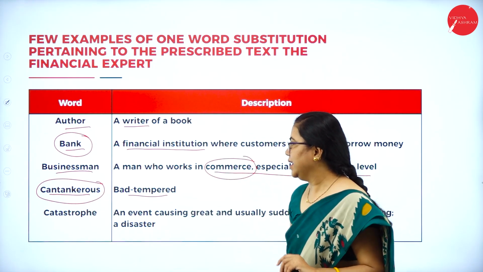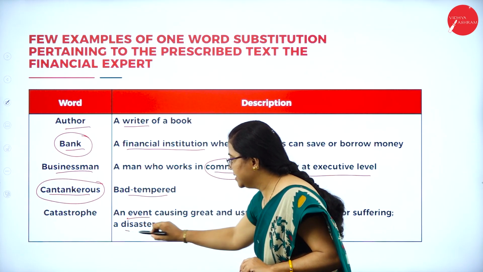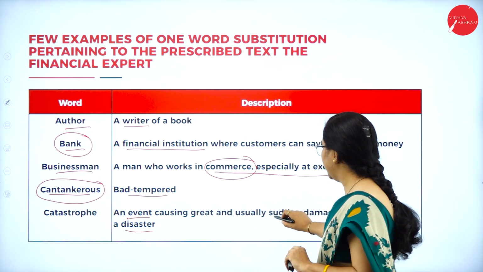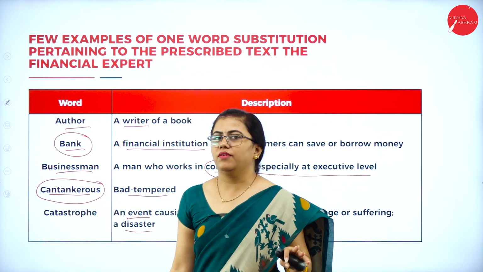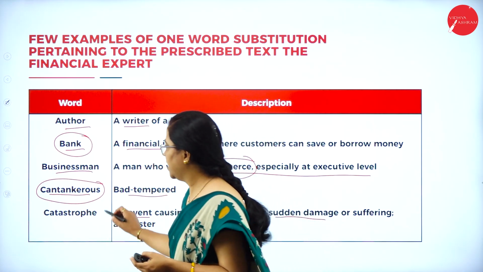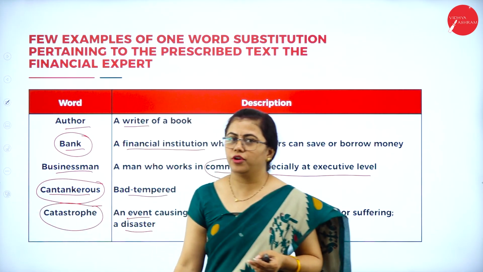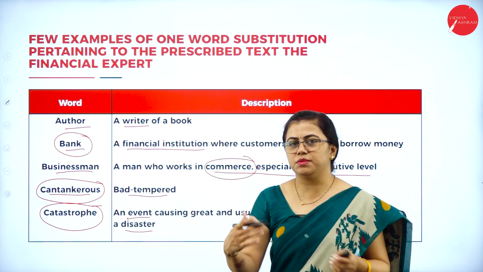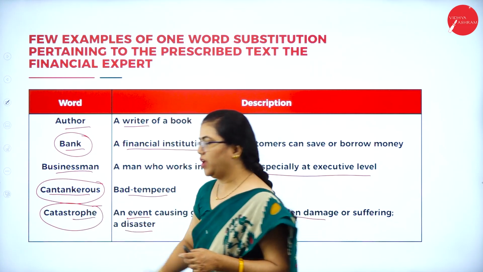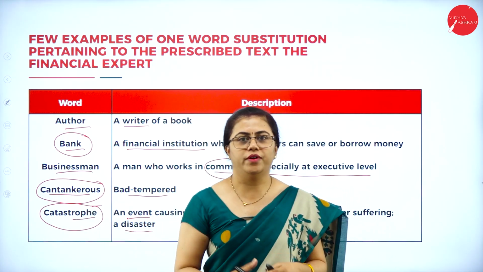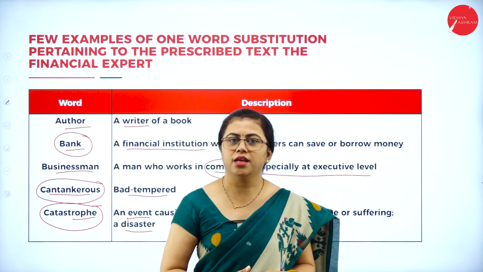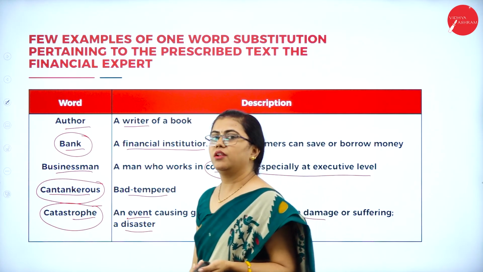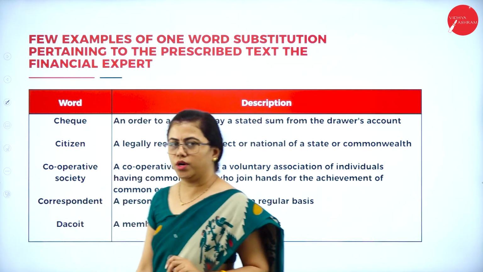Then an event causing, so event and disaster. These two things should be in your mind. An event causing great and unusually sudden damage. So this event that causes sudden damage is called a catastrophe. It is not catastrophe, it is catastrophe, pronounced like apostrophe. Same spelling. COVID-19 was a natural catastrophe, you can say. So this way you can frame simple sentences for these words.